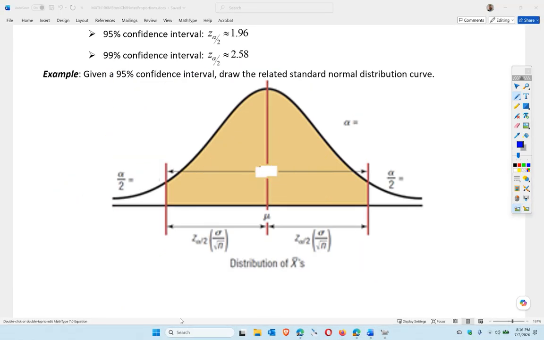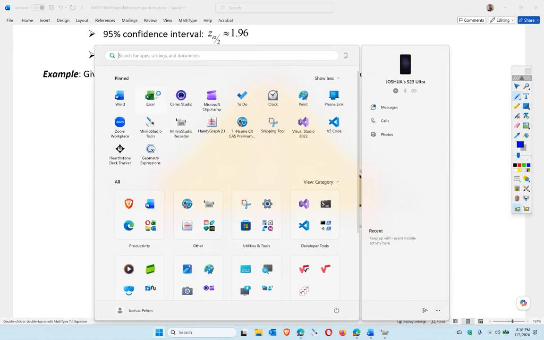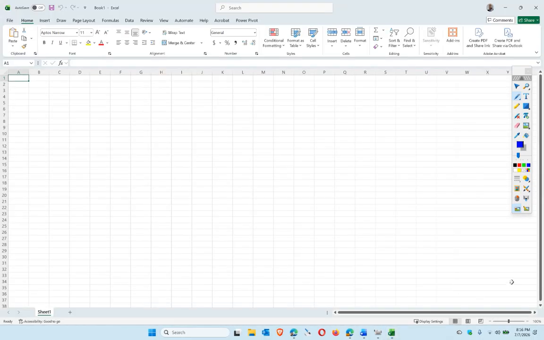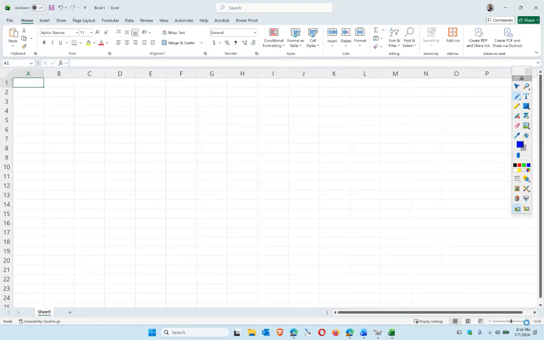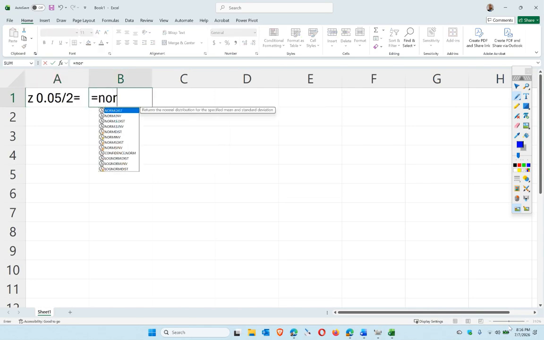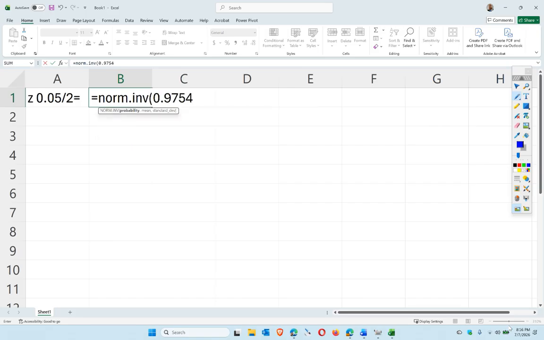So let's go to the spreadsheet real quick. You do the online one or the local one, it doesn't matter. You get the same answer. So I'm going to do z, and then we're going to do 0.05 divided by 2. That's our alpha, right? Okay, so normal dot inverse 0.975 comma 0 comma 1 close paren.